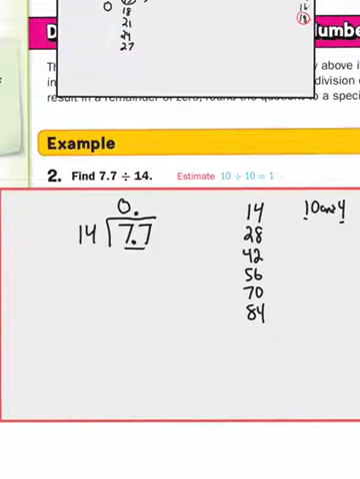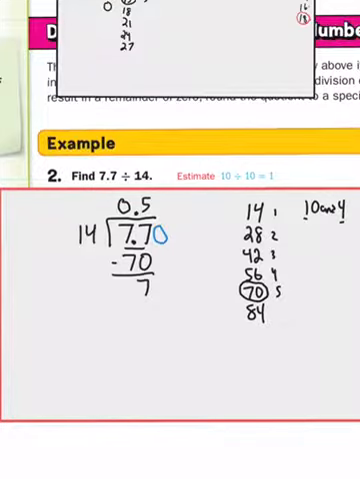Now, 14 into 77 is going to go 1, 2, 3, 4, 5 times, which is 70. Subtract, I get 7. Now, at this point, you've always said that's remainder 7. But now that we're dealing with decimals, we're not dealing with remainders anymore. So the question is, what do you do? There's nothing left to bring down, right? Wrong. If there's nothing to bring down, you add a 0 to make something to bring down.